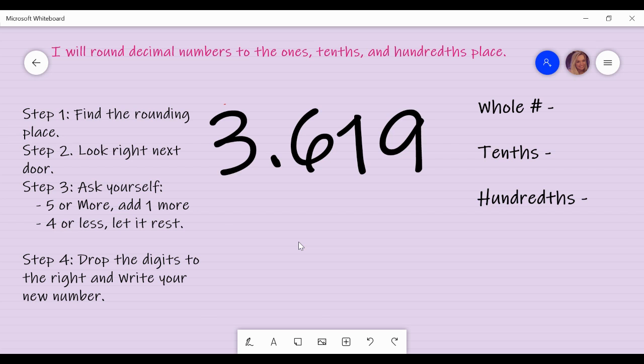Hey guys, today we're working on lesson 1.6 of Envision. Our I will statement is: I will round decimal numbers to the ones, tenths, and hundredths place.